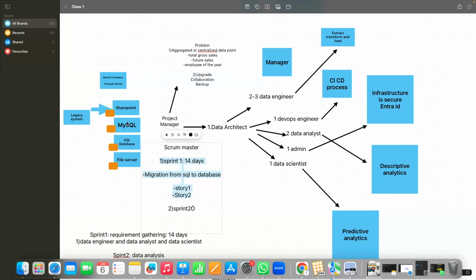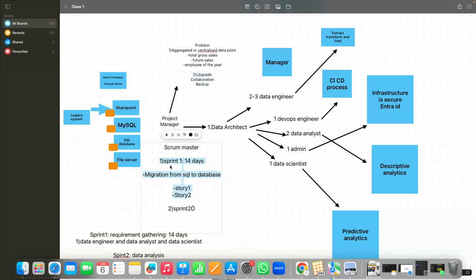Sprint 2 is to try to move the data to one of the sources. Or sprint 1 can be getting the data requirement, right? So you break down all the steps into 14-day sprints or 20-day sprints, or however your company follows it, and then you develop the whole project sprint by sprint. That is what you do.